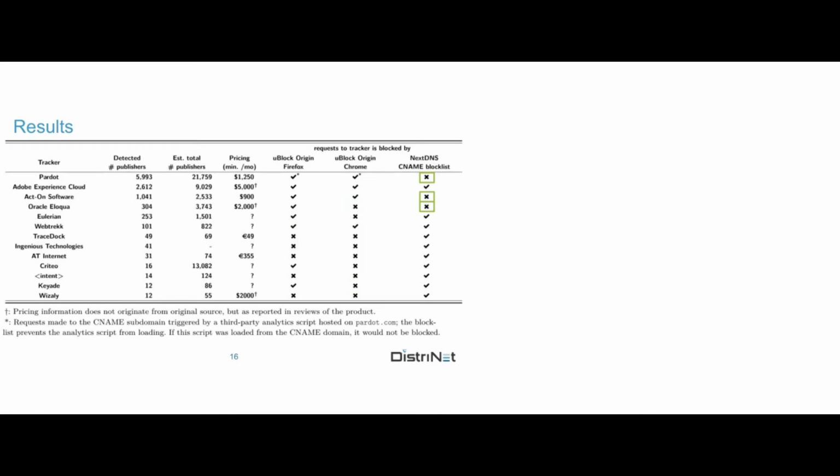Second, 3 of the largest trackers that we found were not included in the NextDNS CNAME block list, which shows that our method was able to find CNAME-based trackers that were previously unknown to tracker protecting tools.